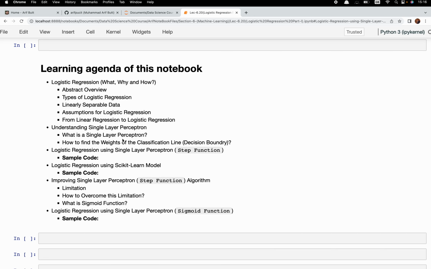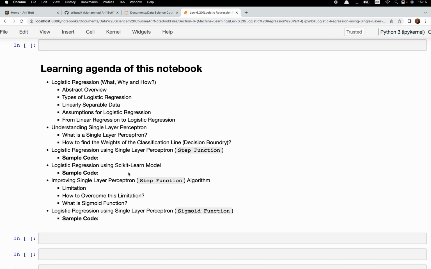Over here I will of course use the Desmos calculator to tell you how we can find the weights of the classification lines or the decision boundary. And once we are equipped with all the theoretical background, we will use the logic of single layer perceptron with step function to perform the classification task. We will then compare the results with the Scikit-Learn's logistic regression model.